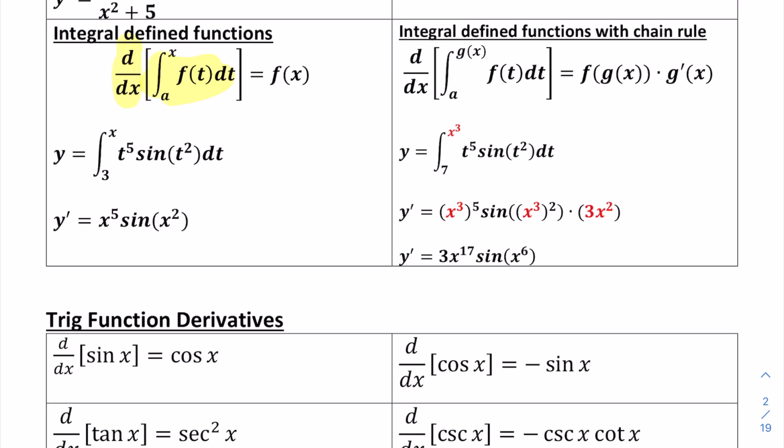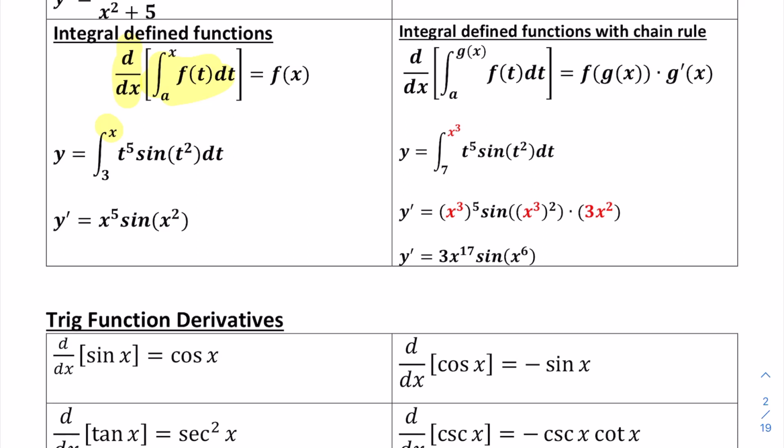So if we were going to find the derivative of this integral from 3 to x of t to the 5th sine t squared, it's just going to be x to the 5th sine of x squared, right? So realize the t is a dummy variable, the actual variable is that x, and it is just going to get plugged in after you take the antiderivative, but then the derivative reverses it right back.